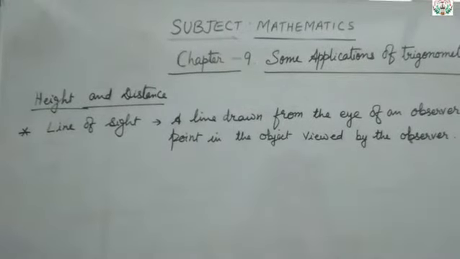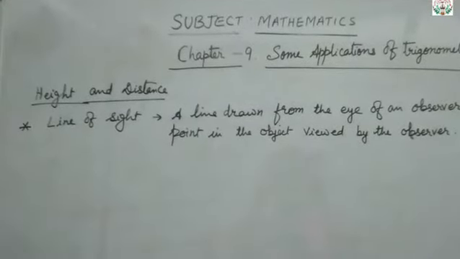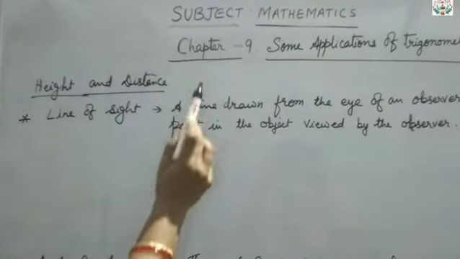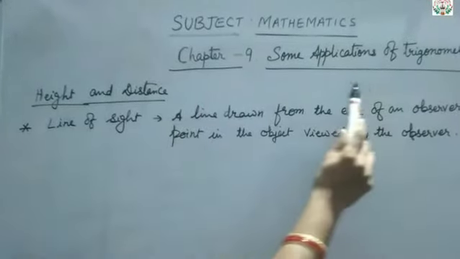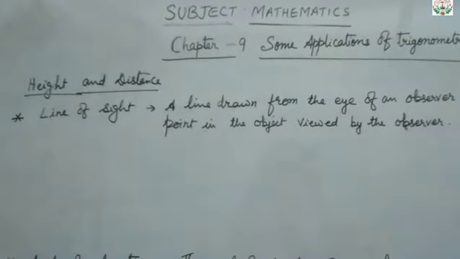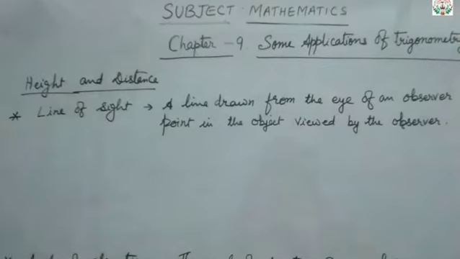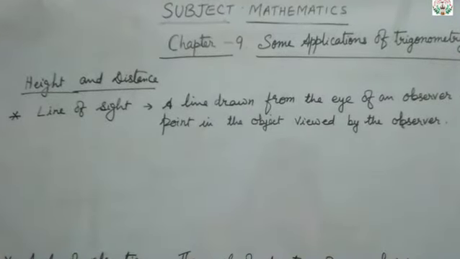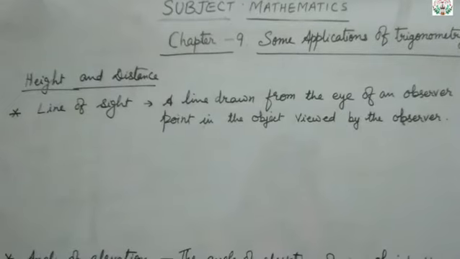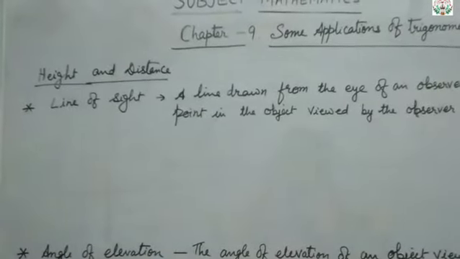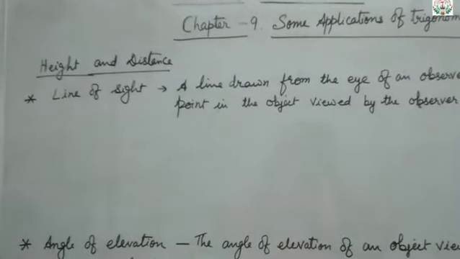Children, after the completion of chapter 8, that is Introduction to Trigonometry, now let us start chapter 9, that is some applications of trigonometry. In this we will be reading about the topic height and distance related to trigonometry. In that, three main topics are there, which are very important to know.